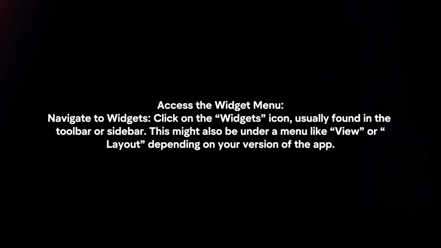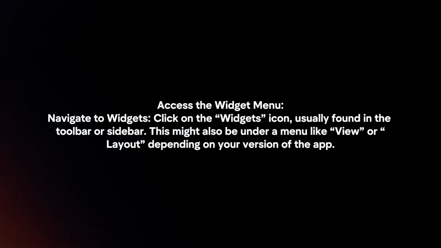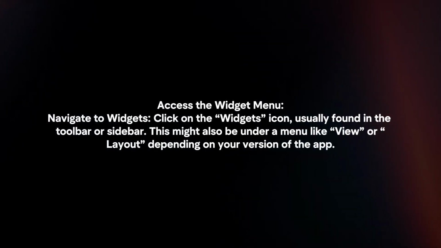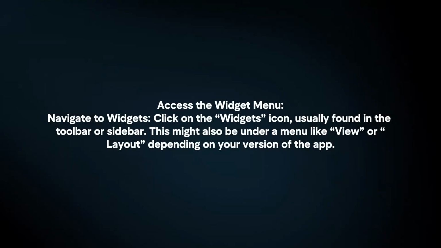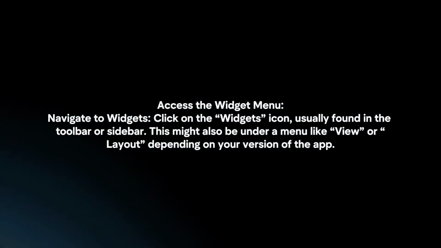Access the widget menu. Navigate to widgets. Click on the widgets icon, usually found in the toolbar or sidebar. This might also be under a menu like View or Layout, depending on your version of the app.